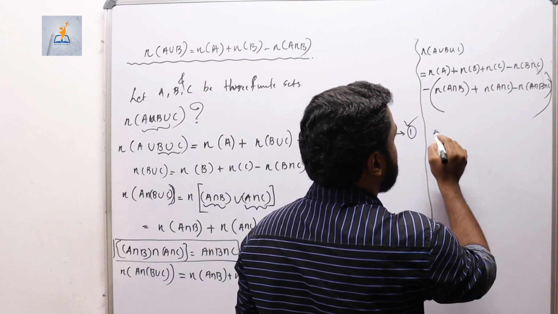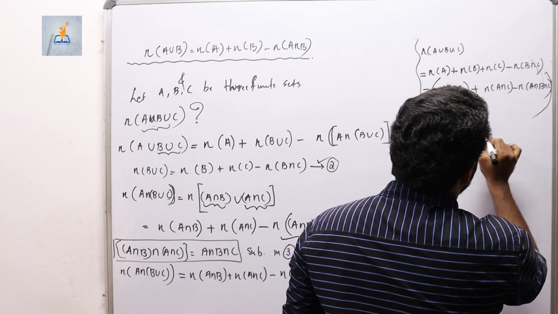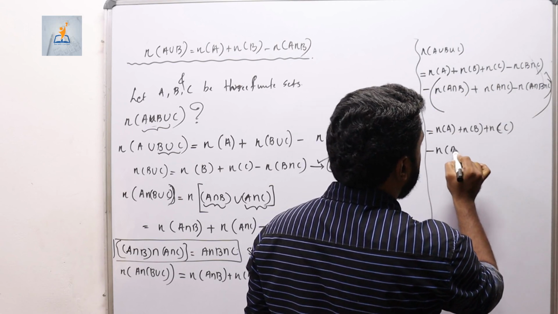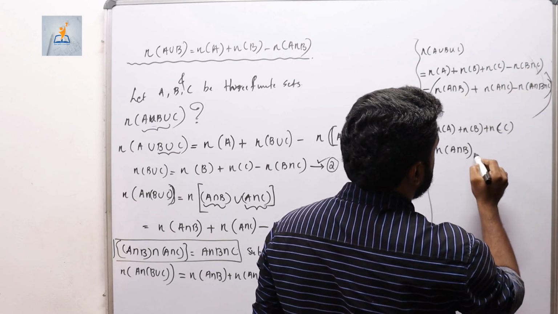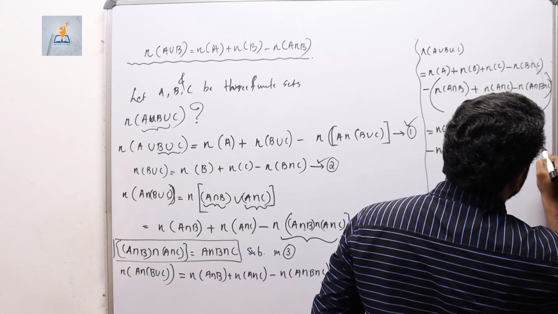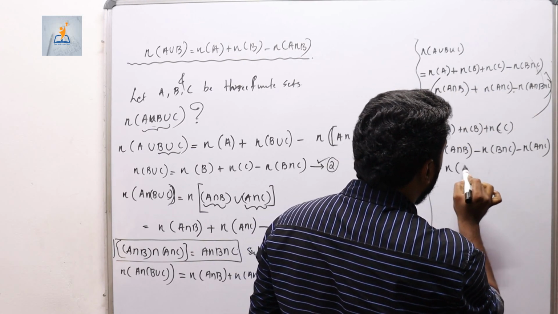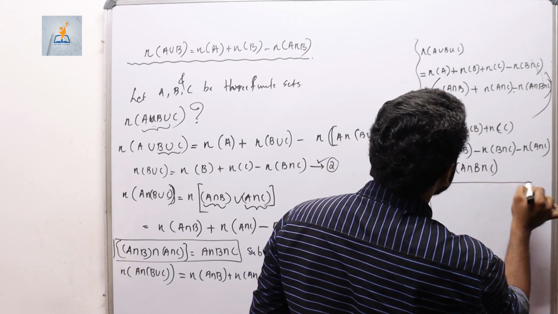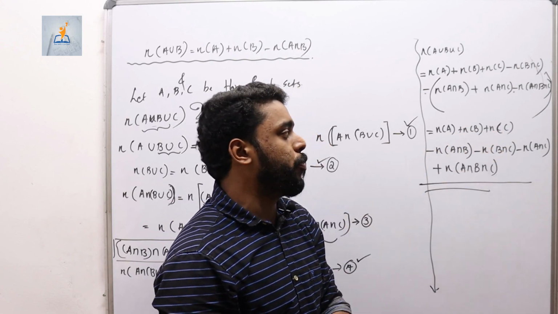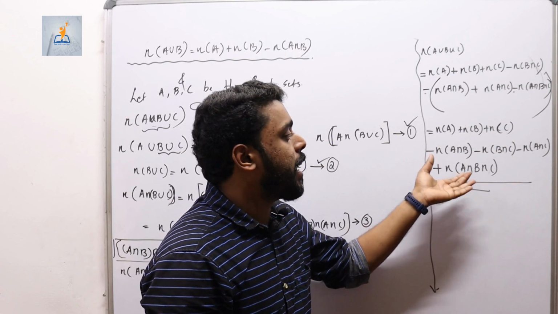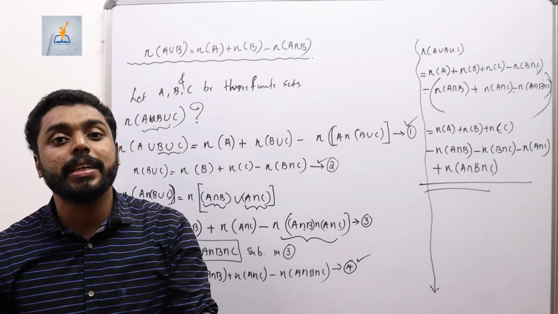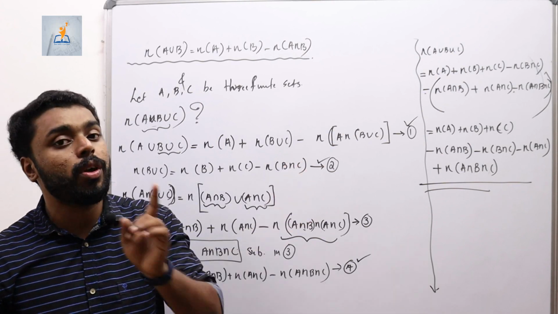Now we can simplify this result into n of A plus n of B plus n of C minus n of A intersection B, minus n of B intersection C, minus n of A intersection C. Now minus into minus will be plus n of A intersection B intersection C. So this will be n of A union B union C. What is the result? n of A plus n of B plus n of C minus n of A intersection B minus n of B intersection C minus n of A intersection C plus n of A intersection B intersection C will be the number of elements in the union of any three arbitrary finite sets. Remember that these equations are for finite sets.